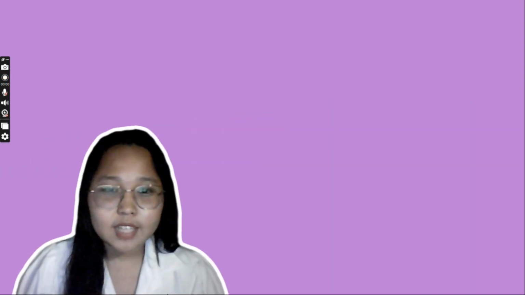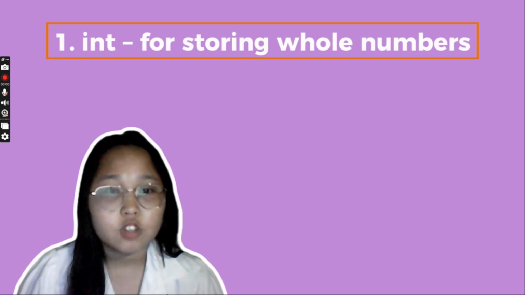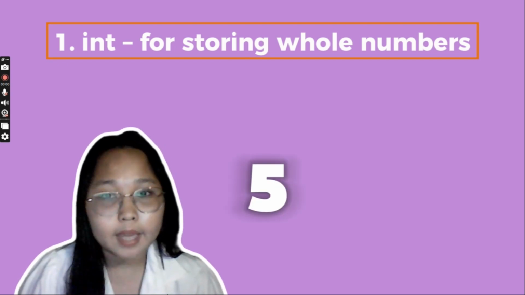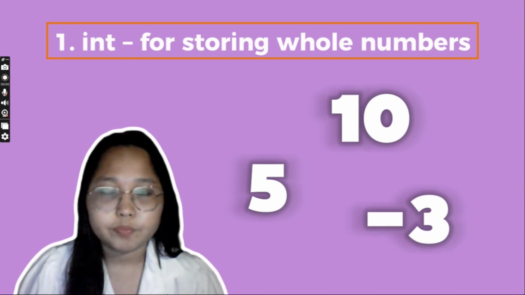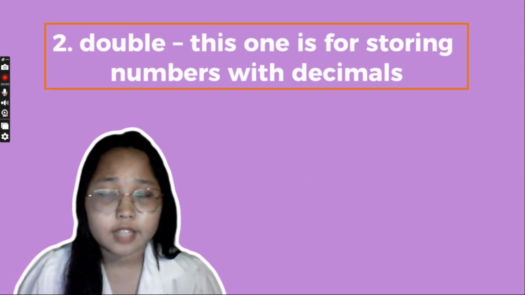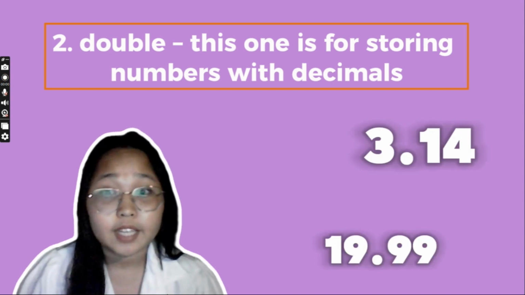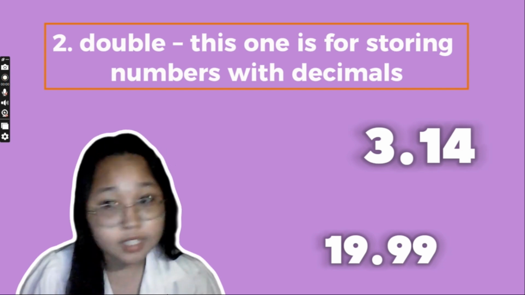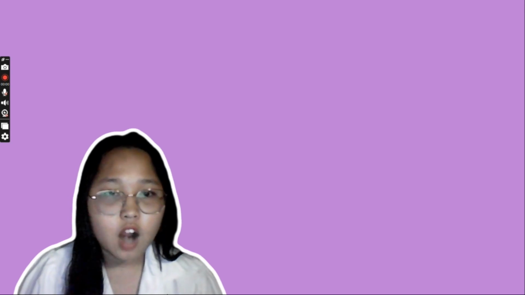There are different types of variable in C#. First is int. Int is for storing whole numbers like 5, 10, or even negative numbers like -3. Second is double. This is for storing decimal numbers like 3.14, 19.99, 99.99.